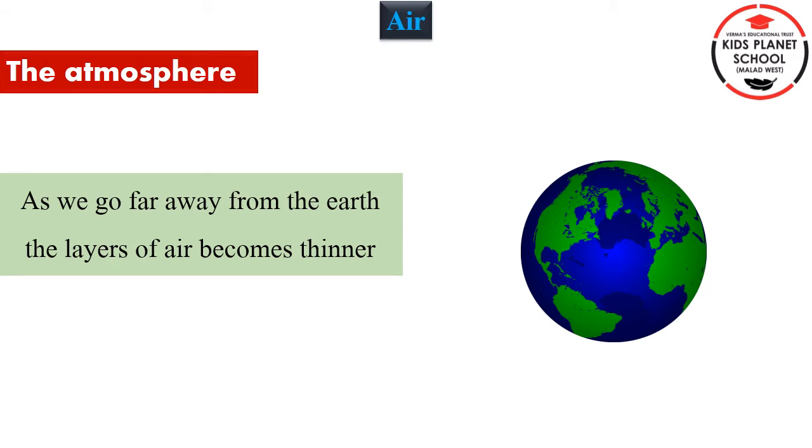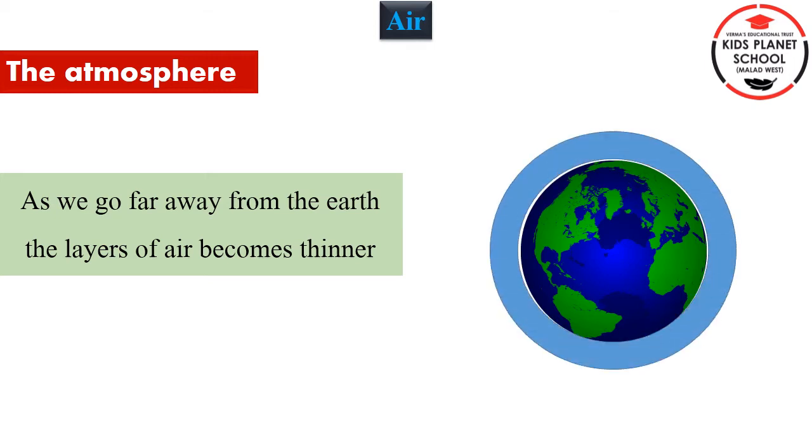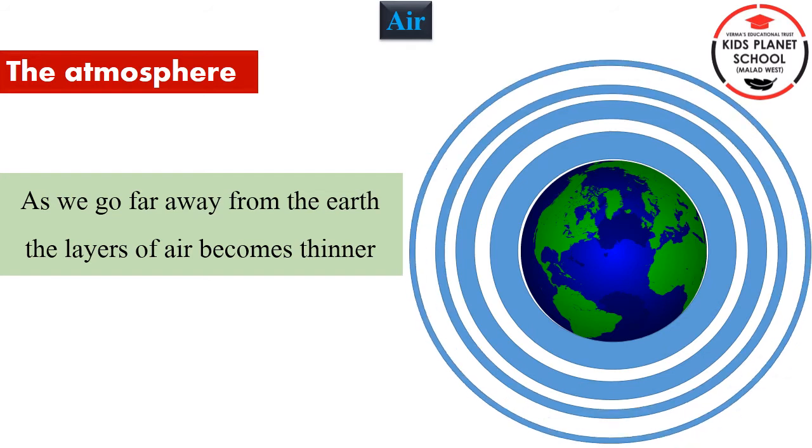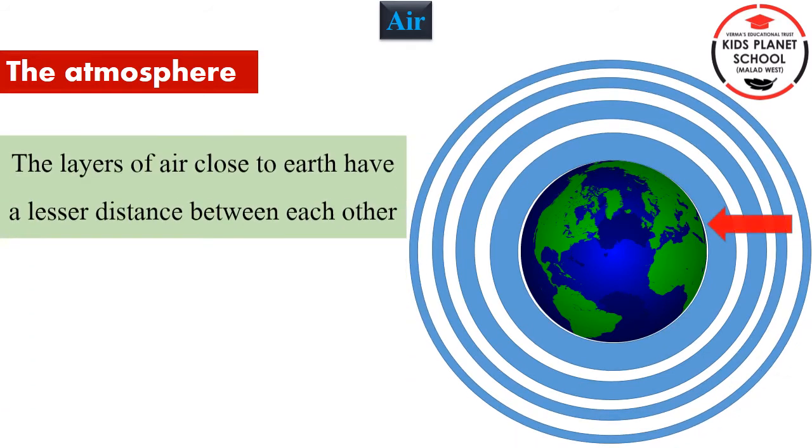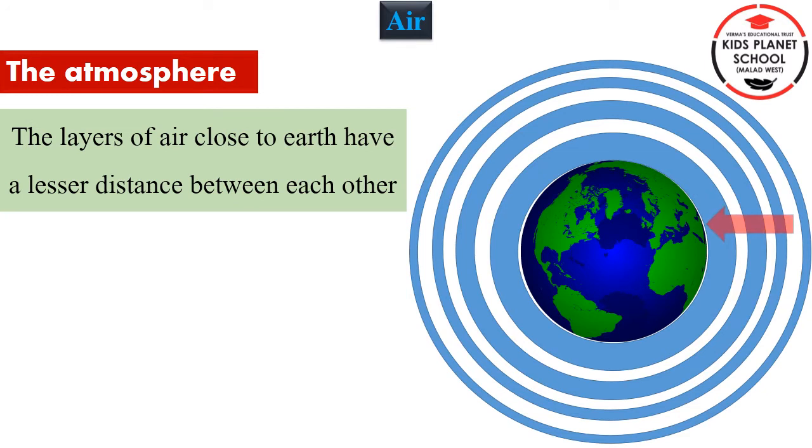As we move far away from earth, the layers of air around the earth become thinner. See, the first layer of air around the earth is thick, but as we move away, it becomes thinner and thinner. The layers of air close to the earth have lesser distance, lesser space between each other. That is, the layers of air near the earth are close to each other.